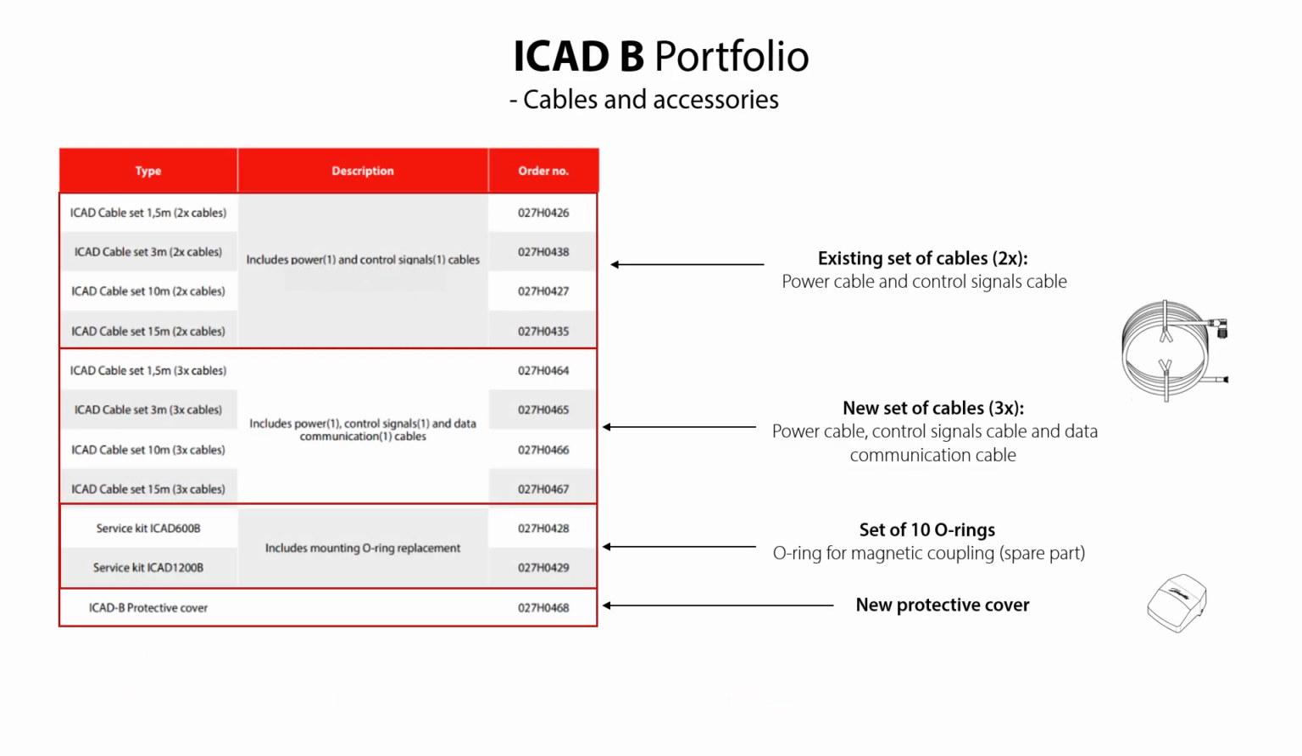There are different cable sets and accessories available for the ICAD B actuator. These parts are not delivered with the ICAD B, and they should therefore be ordered separately. Here's an overview of the cable sets and accessories, including service kits and protective cover. For more details, please check the ICAD B datasheet, which is available on danfoss.com.